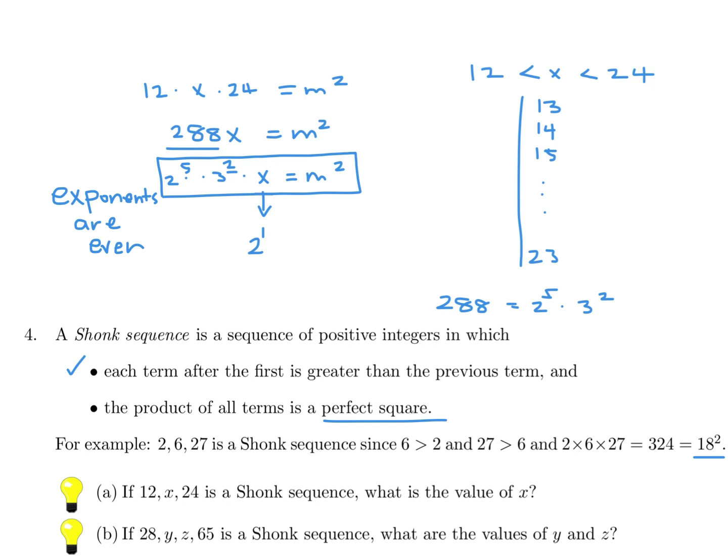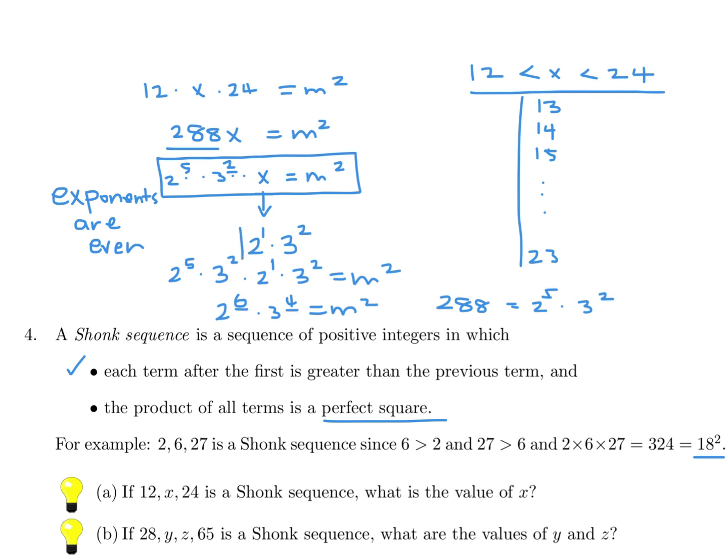Now, this is already even. So how about I just make the x 2? Well, I can't because x has to be between 12 and 24. Okay, so let's keep going. If I add on a 3, I can't put 3 to the power of 1 because that with this 2 would be 3 to the power of 3. But I could put a 3 to the power of 2. And that would make it 3 to the power of 4 and make it even. So that basically would mean 2 to the power of 5 times 3 to the power of 2 times 2 to the power of 1 times 3 to the power of 2 is equal to m squared. And this combines to give 2 to the power of 6 times 3 to the power of 4. And this is indeed a perfect square because these exponents are even.